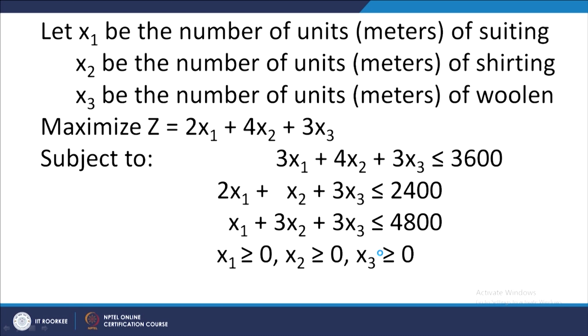Please note that in this particular problem we need not impose the integer requirement, because x1, x2, x3 are the number of units, and the number of units of a cloth could be fractional also. That is, you could have either 2 meters, or 3 meters, or even 2.34 meters, or 2.5 meters as well. So, therefore, the integer requirement is not necessary in this particular example.